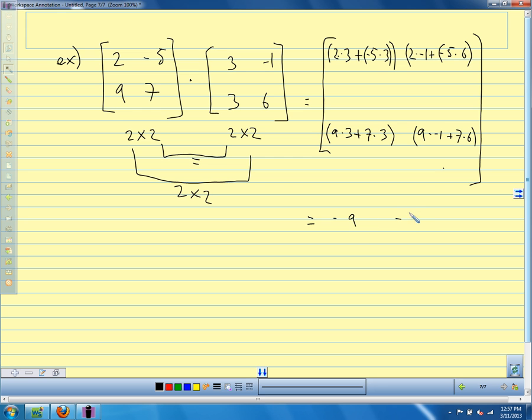And I end up with -9, -32, 48, and 33. So I'm just doing this arithmetic and adding, and I get these numbers. First row, first column goes here. First row, second column here. Second row, first column here. Second row, second column here.